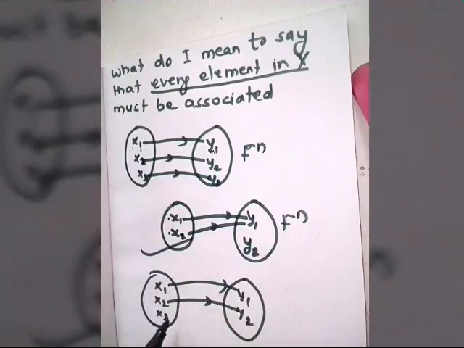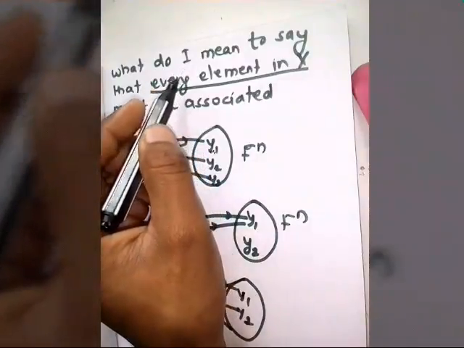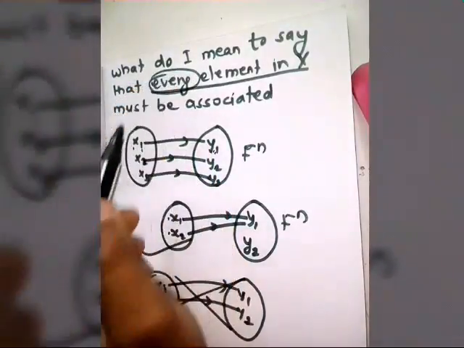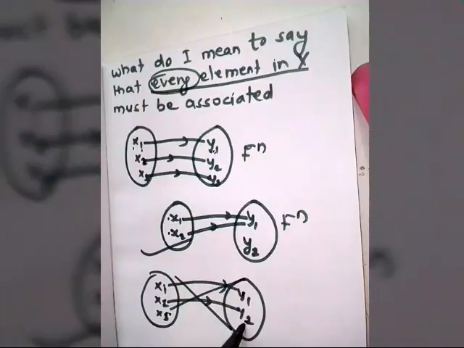But in the third case, x1 is connected to y1, it has a unique element, and x2 is connected to y2, so it also has a unique element, but for x3 there is no element in the set y, so this is not a function. We don't consider this as a function because, you see the word every: every element in x must be in connection with some element in y. If that doesn't happen, it will not be considered a function.